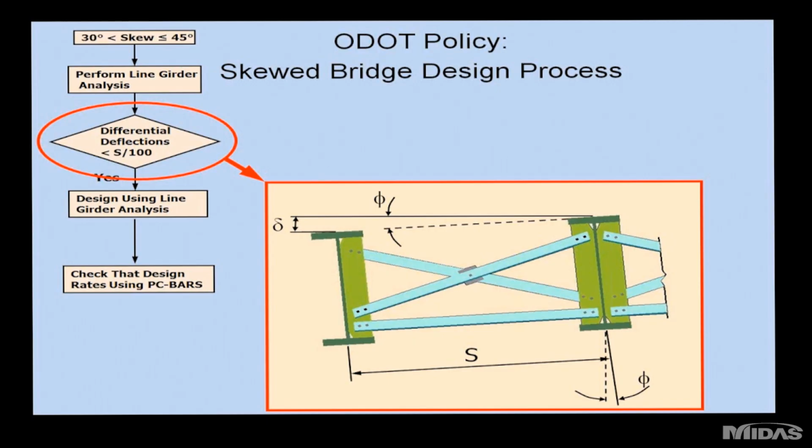You'll notice as we go through this, all these paths end with confirm that the design rates using PC bars, which is the load rating program that ODOT was using at the time. And the point here is that they've had some problems with that in the past, and they want to continually remind designers that whatever they do, they have to come up with a working load rating when they're done with their design.